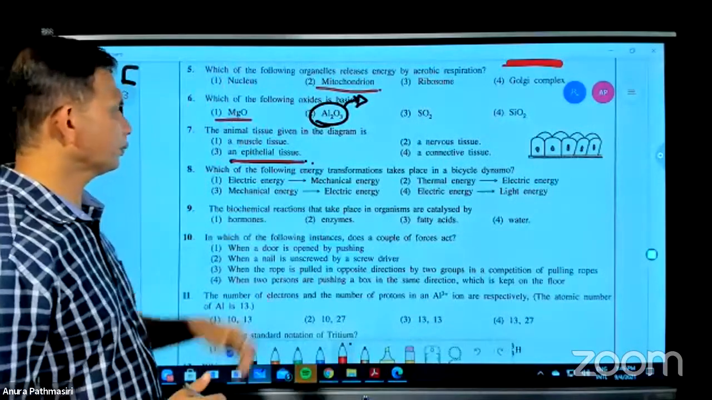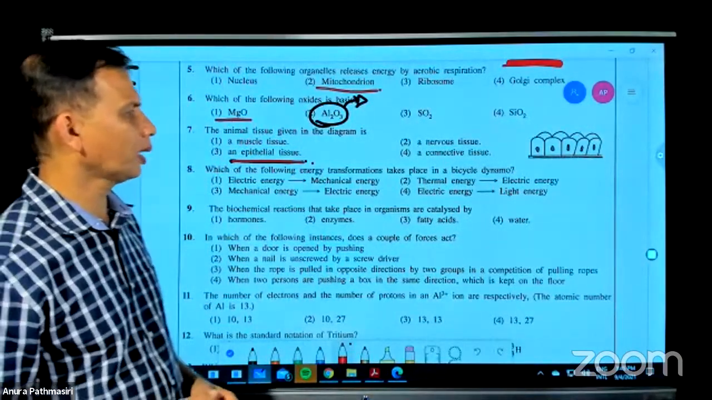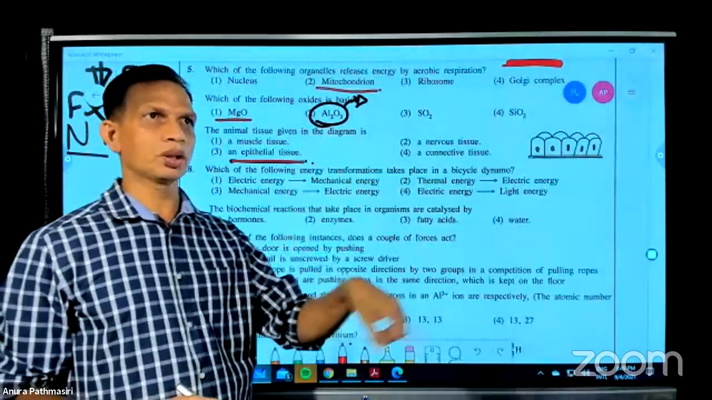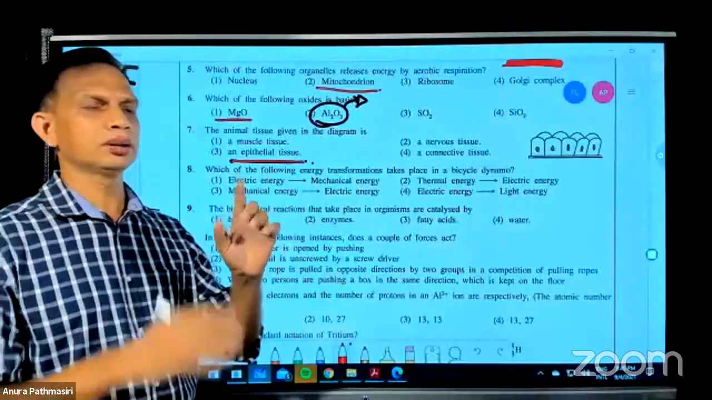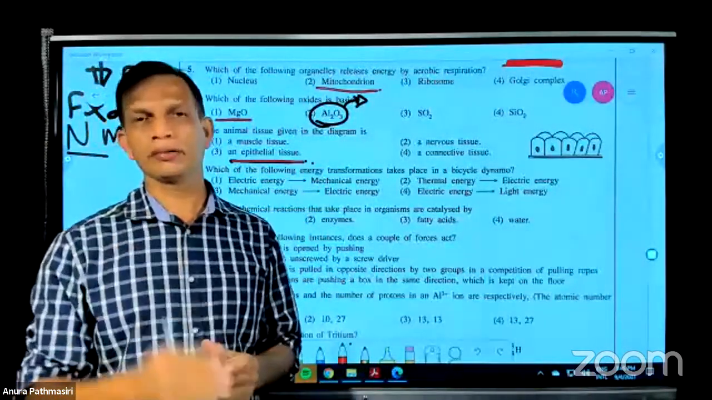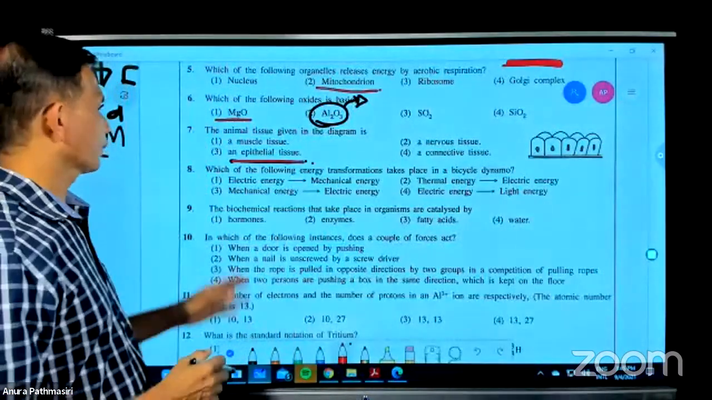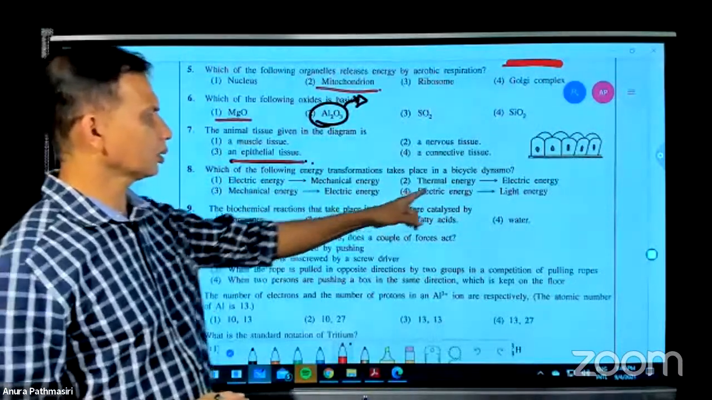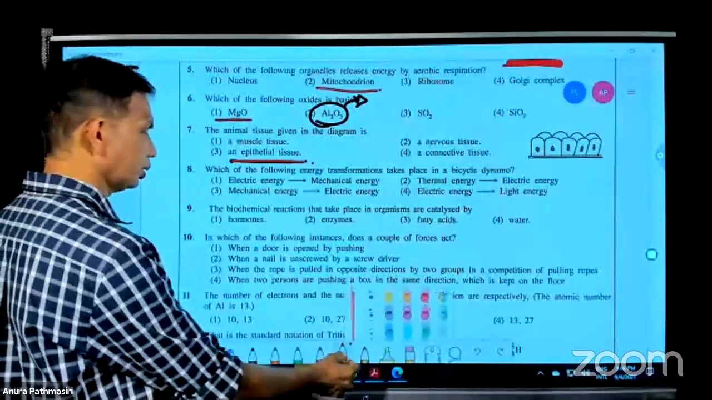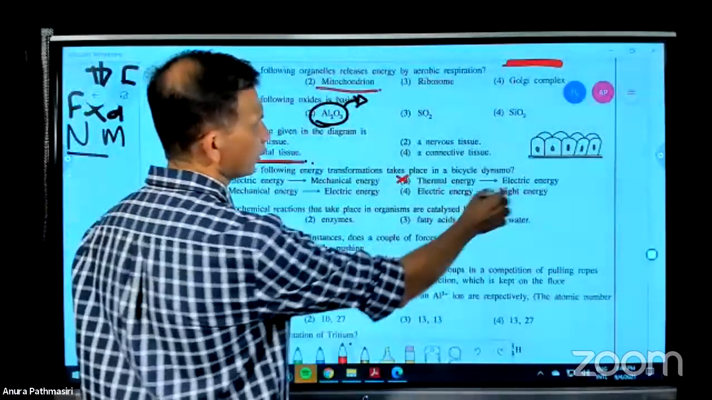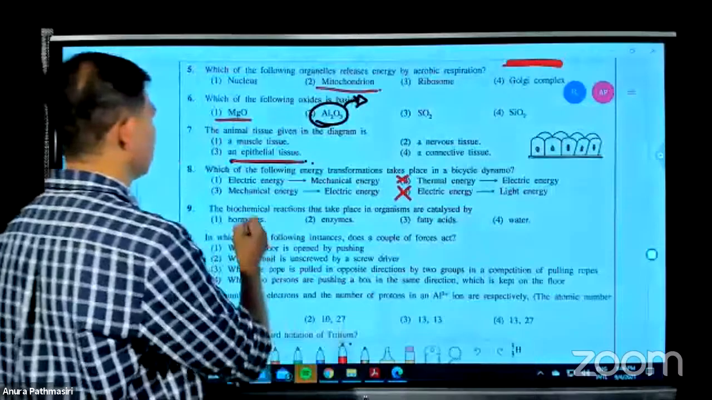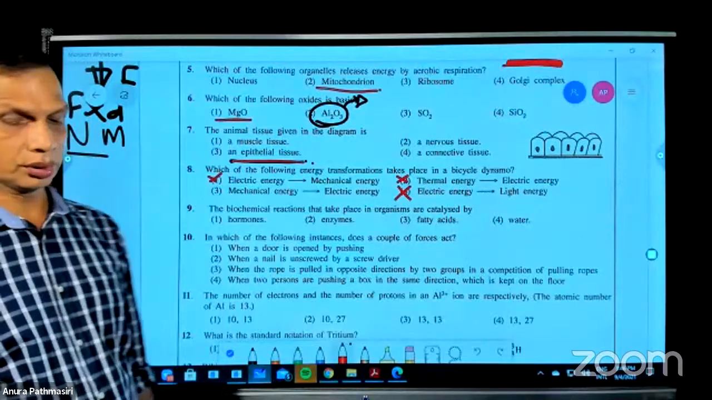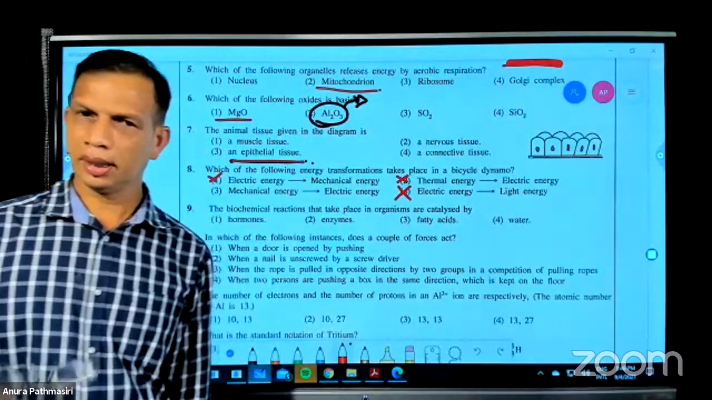Which of the following energy transformations takes place in a bicycle dynamo? The bicycle dynamo is operated by using the rotation of the bicycle tire, and then internally you have the dynamo. Electric energy, mechanical energy, electric energy, thermal energy. You cannot use thermal energy here. Never thermal energy. Electric energy, light energy? No. The correct answer is mechanical energy into electric energy.